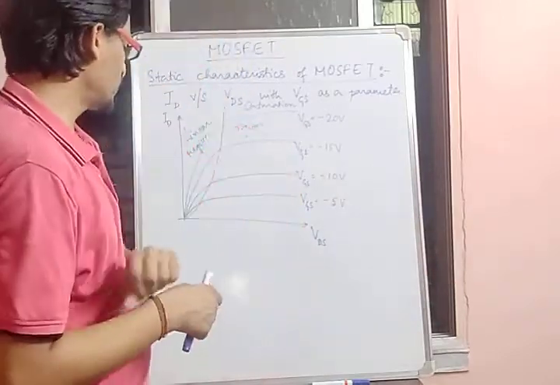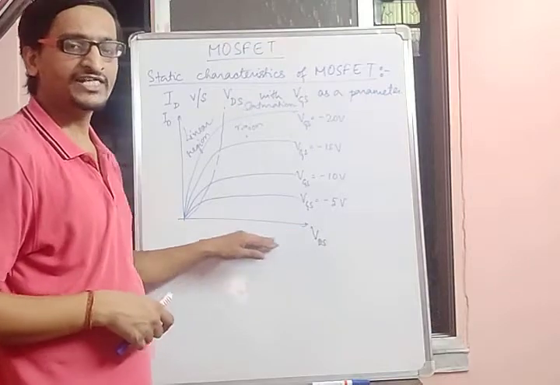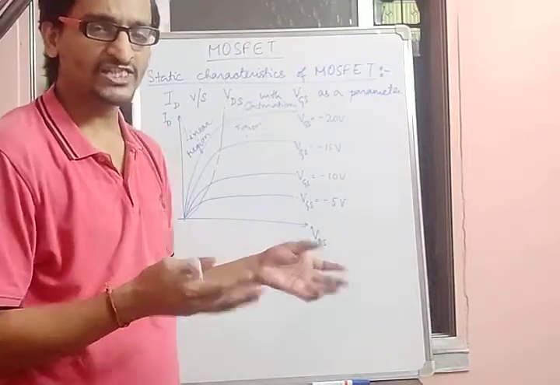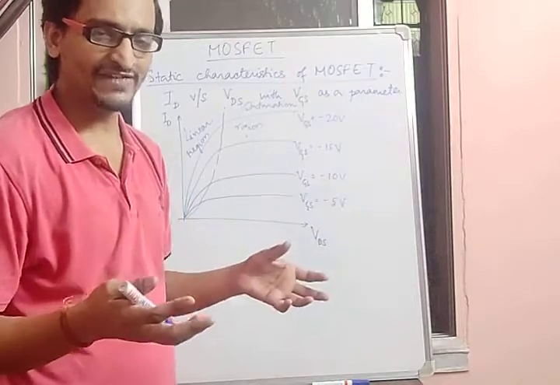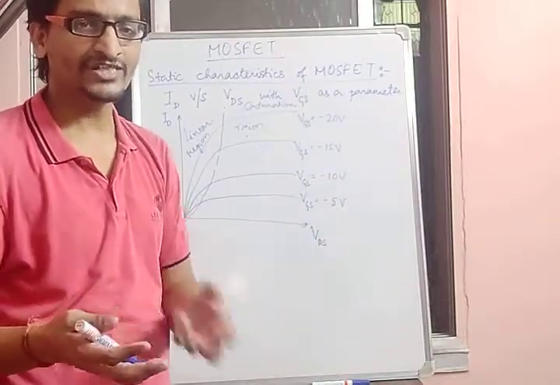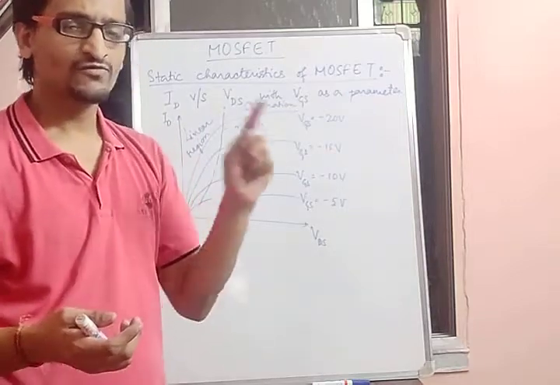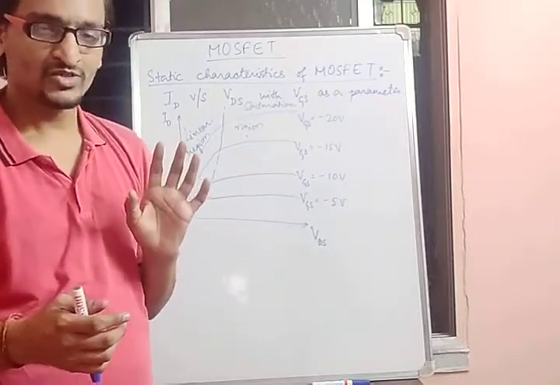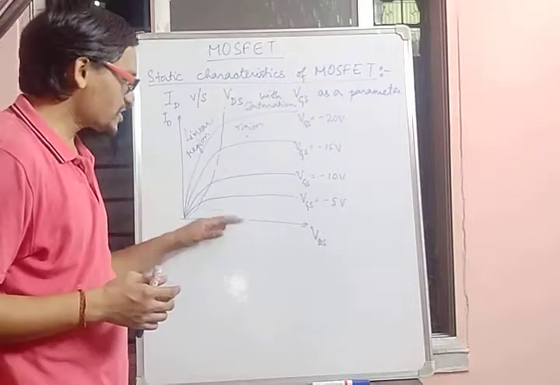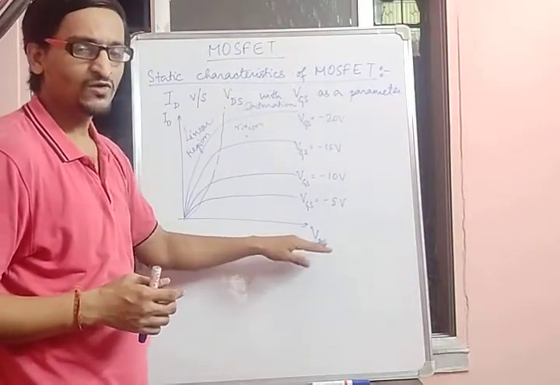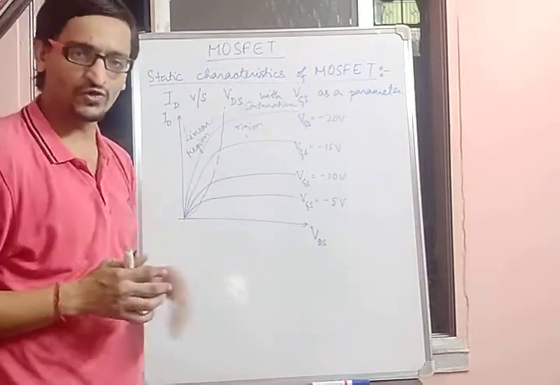Now suppose I apply a drain to source voltage, that means I apply a negative voltage at the drain terminal with respect to source. Then this negative polarity at the drain will attract the holes. As a result, the current will start to flow through the device from source to drain. So as you increase this drain to source voltage, what will happen? More and more current will flow.